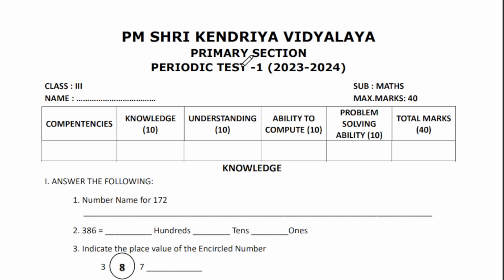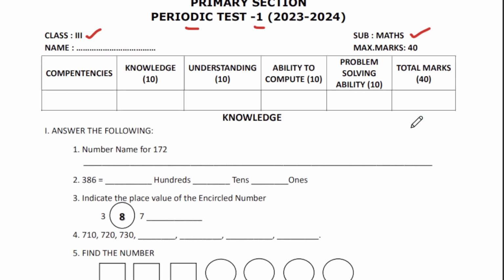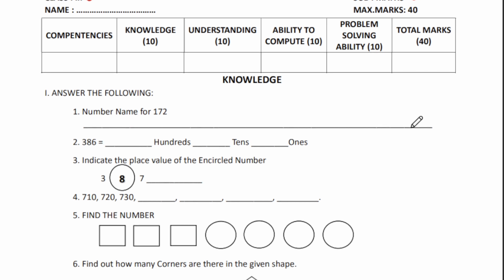So, today we are going to see periodic test 1 for class 3. Subject is maths, and this is last year's question paper. Total marks we have is 40: knowledge, understanding, ability to compute, problem solving, and the total mark is 40. First, we will see the knowledge part. Answer the following.